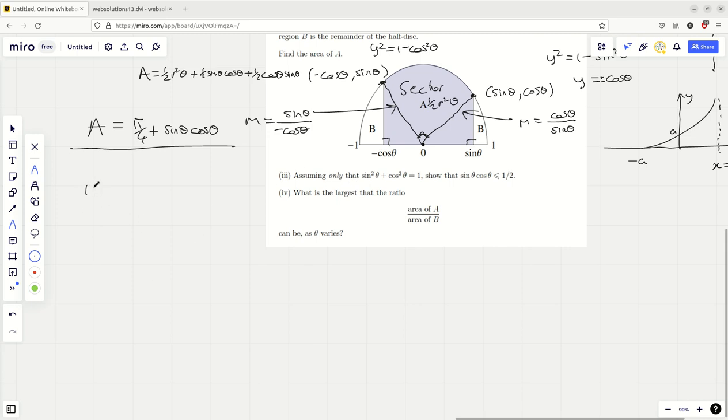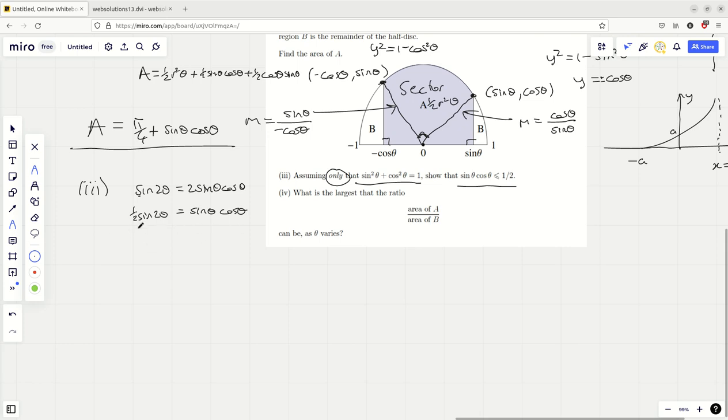Okay, part 3. This was the most annoying bit. I came up with a lovely solution which didn't follow their instructions. There's a really obvious solution actually. The sine theta cos theta. There's a reason why they said only, because the easiest way to prove that surely is with the double angle formula. If you've done double angle formula, you know that sine 2 theta is 2 sine theta cos theta. Well, in that case, a half sine 2 theta is sine theta cos theta. And now you can just see it.